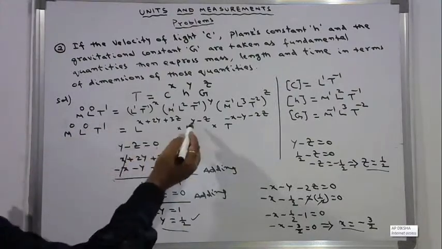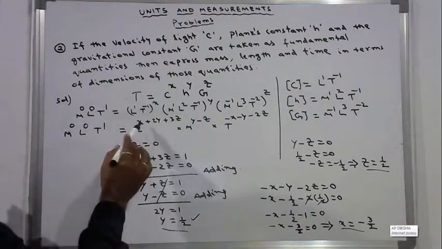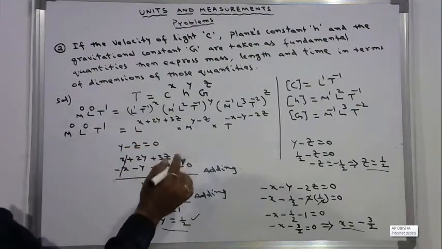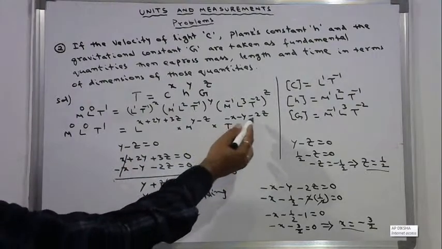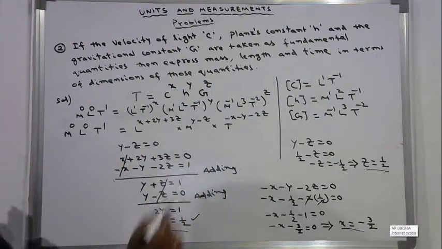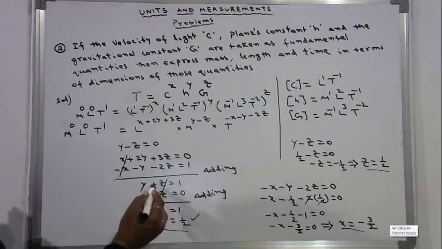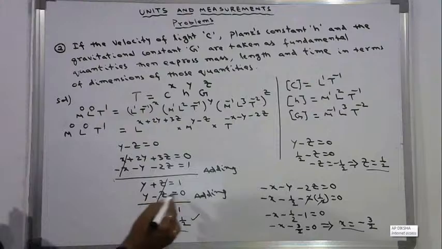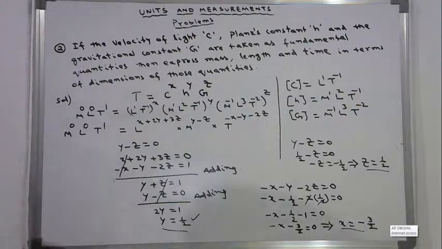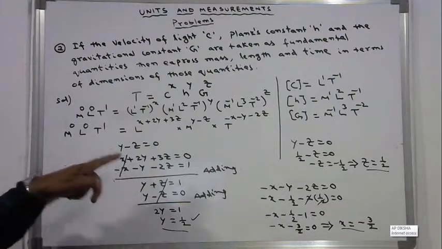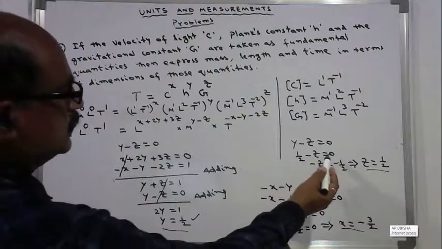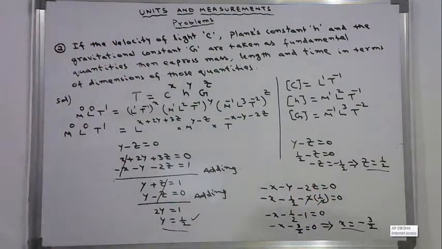Then what happened now? For mass, y minus z is equal to 0, and for L, x plus 2y plus 3z is equal to 0, and minus x minus y minus 2z is equal to 1. So by adding, x cancelled, then y plus z is equal to 1. But y minus z is 0. So 2y is equal to 1. Y is equal to half. For this case also y is equal to half. And now let us find the value of z. Actually y minus z equal to 0. So half minus z equal to 0, and again z is equal to half in this case also.